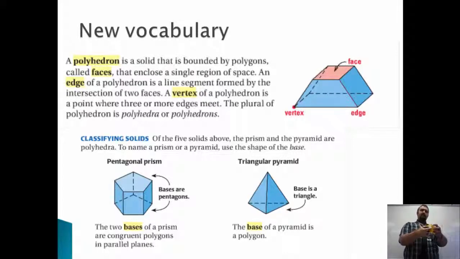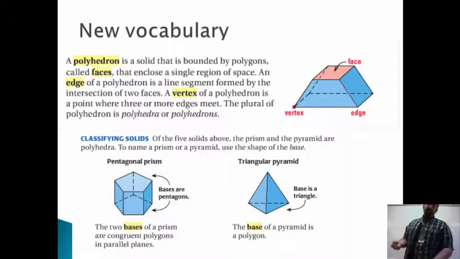Vertex is where three or more faces meet. So this corner right here, vertex, corner, vertex, corner, vertex. So wherever three edges meet, or wherever three faces meet, we will get a vertex. By the way, if I had multiple polyhedra in my hands, the plural is polyhedra or polyhedrons. Either is acceptable.